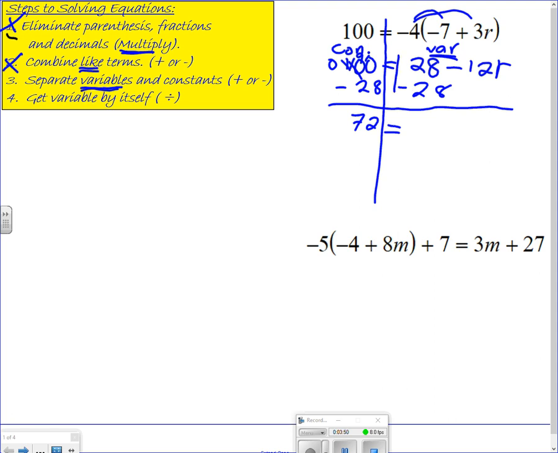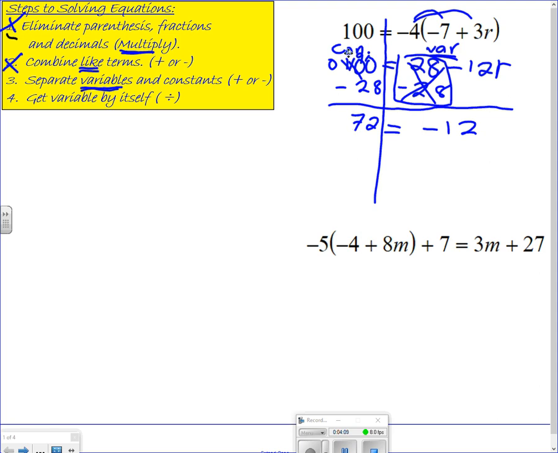These are opposites, and in mathematics, opposites cancel. Or look at it this way: if you have 28 and you owe me 28, when you pay, it's 0, it's all gone. So what you have left is -12r.